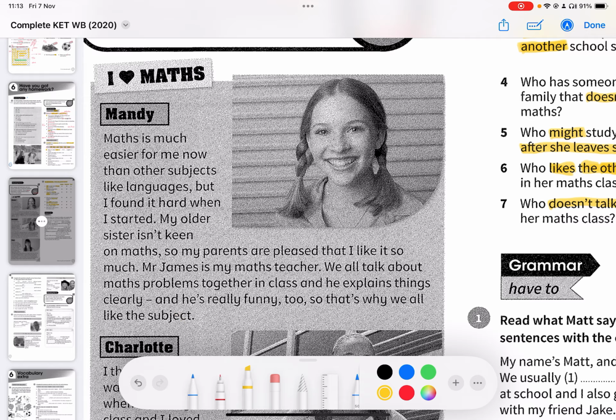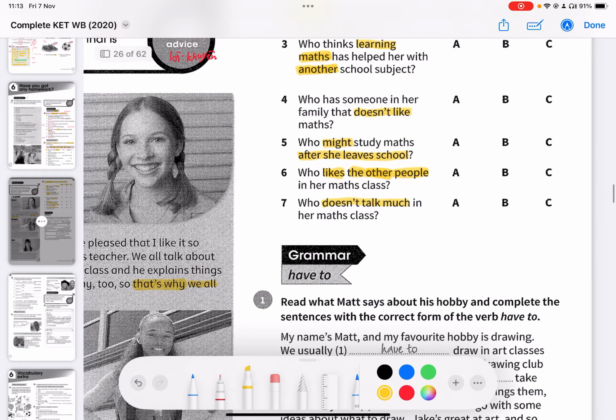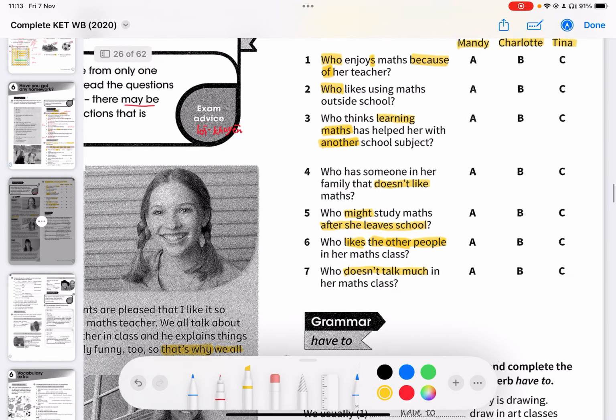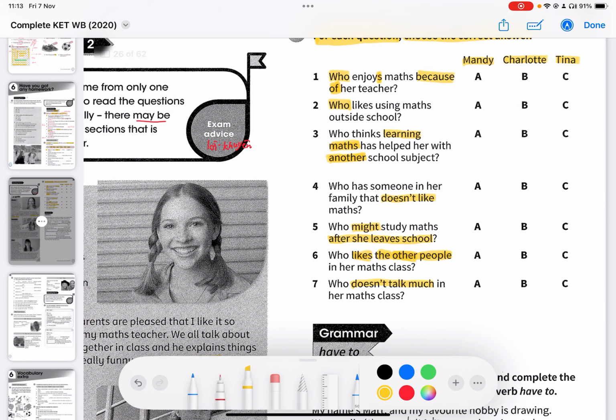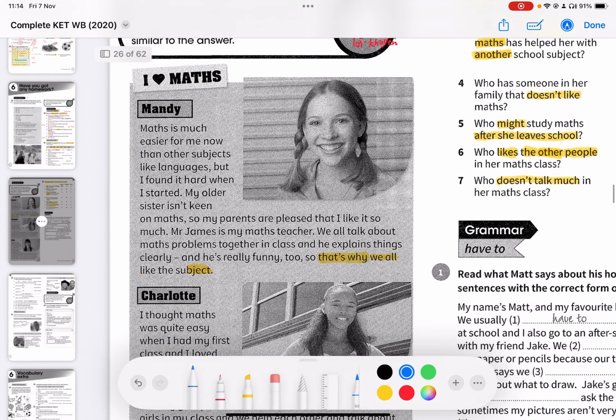That's why we all like the subject. So we have here, we can notice, so that's why, đó chính là lý do vì sao, we all like the subject. So we have one question about that, right? Where is that? Yes, because of the teacher. Good job. That's number 1. So you can already know the answer is Mandy. Right. How does it work? Good, right? And yes, now let's go back to Mandy.